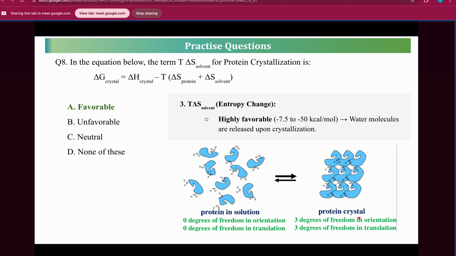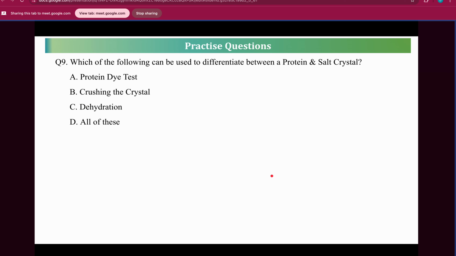Whereas if we talk about protein crystals, then each protein unit is tightly packed in the crystal lattice, and there are lattice interactions between these protein units. So in this case, the water is not able to bind to these proteins. So the water, or you can say the solvent, is free to move. So entropy of solvent in the protein crystal will be very, very high. That's why it has 3 degrees of freedom in orientation and 3 degrees of freedom in translation. So it is favorable.